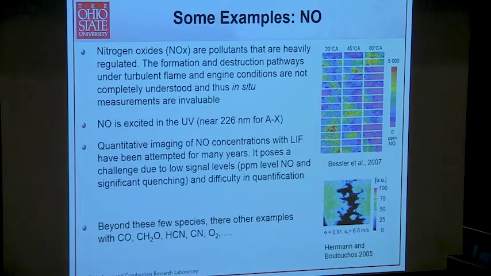Now, beyond these examples, there's certainly other species: CO, formaldehyde, HCNO, and others, but there's not an infinite list of species that can be excited via LIF and PLIF. So this just gives some of the main ones. OH, CH, and NO are your main ones, with a lot more people doing formaldehyde these days, in terms of visualization, for lower temperature areas.